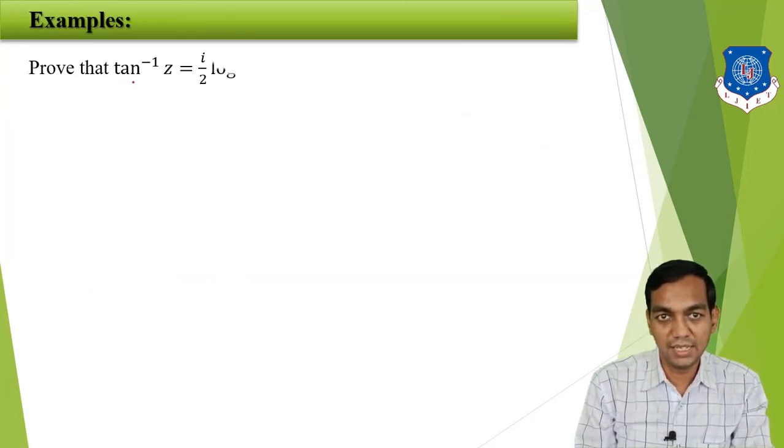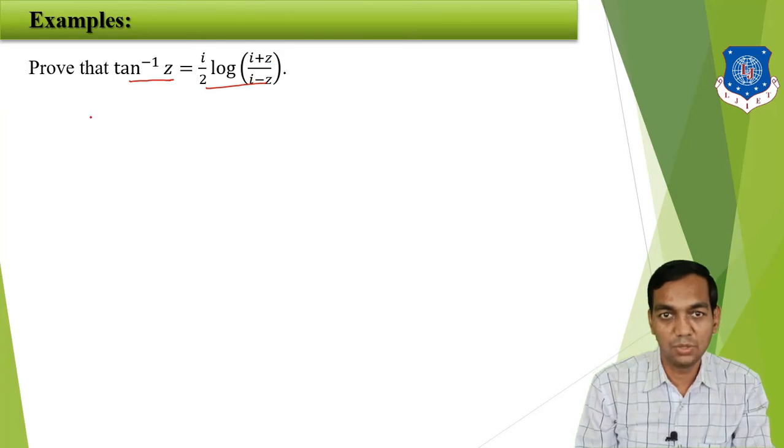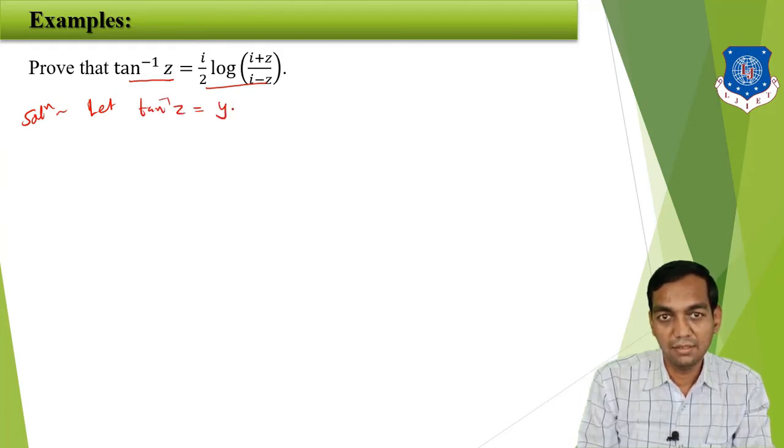Now, in the same manner, second example: prove that tan inverse z is equal to i by 2 into log of (i plus z) upon (i minus z). Now, again starting with the same approach, we are going to start with an assumption. So let tan inverse z is equal to y, and that will give you z is equal to tan y, but tan is your sine upon cos.